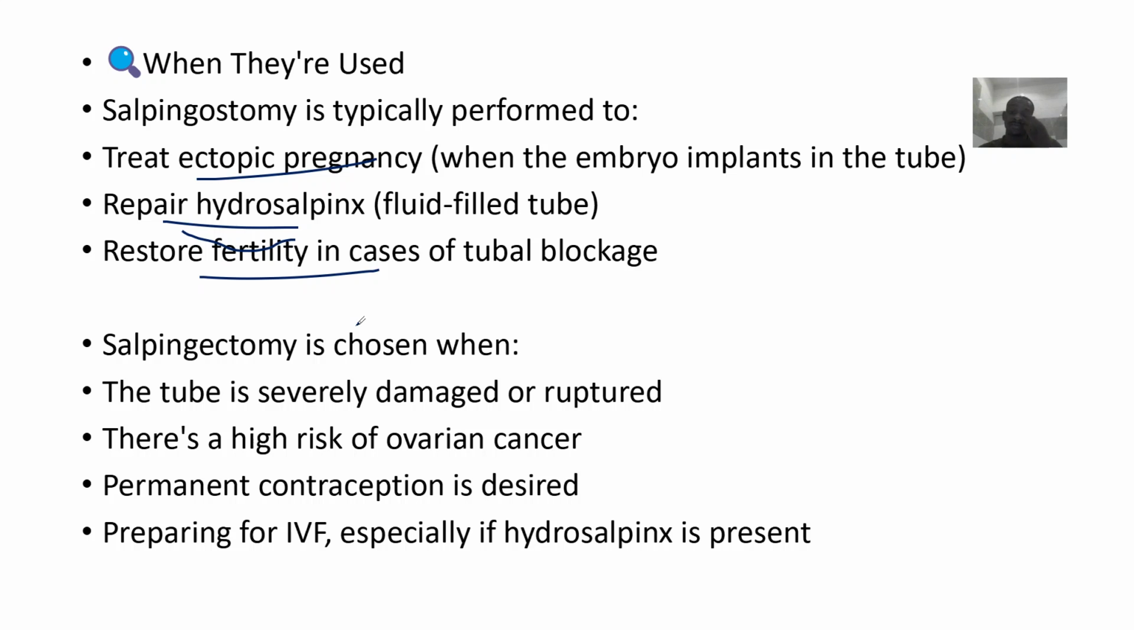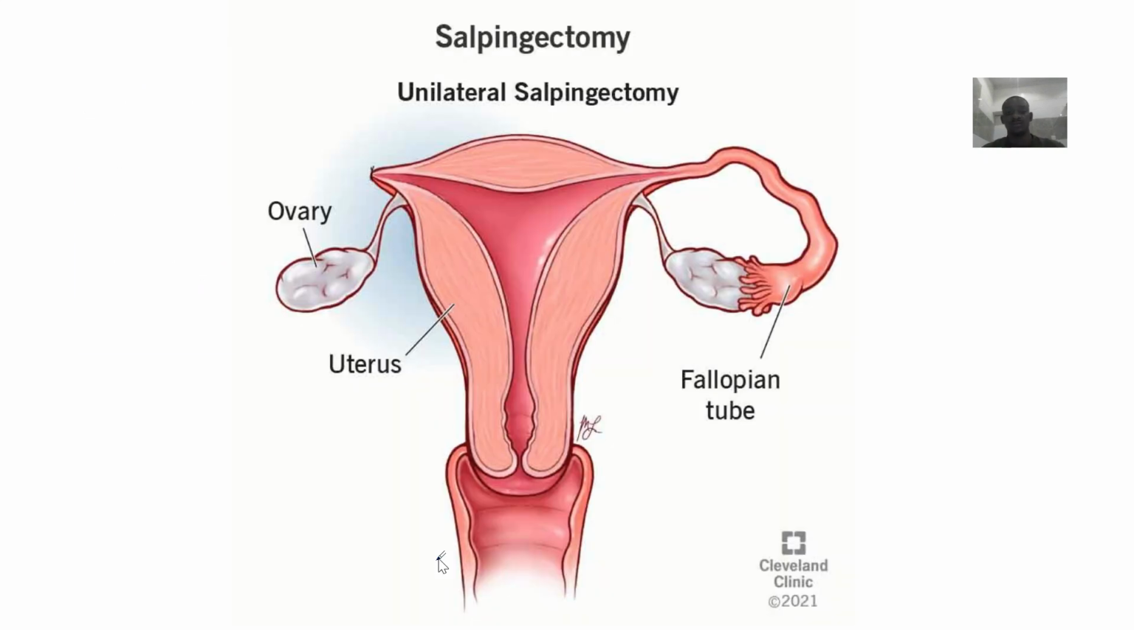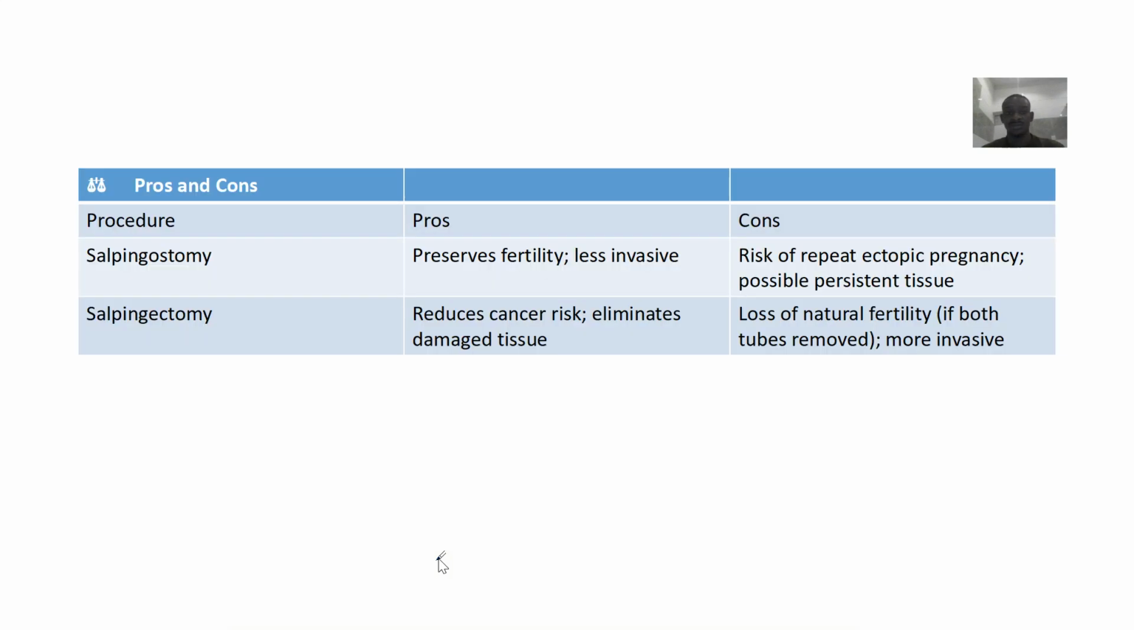So salpingectomy is chosen when the tube is severely damaged or ruptured. You can't restore the function. There's also a high risk of ovarian cancer, and permanent contraception. This one, the woman doesn't want to give birth again, so they can remove her fallopian tubes, and all of that. Okay, so this is it. This should be a salpingectomy, just a unilateral one.